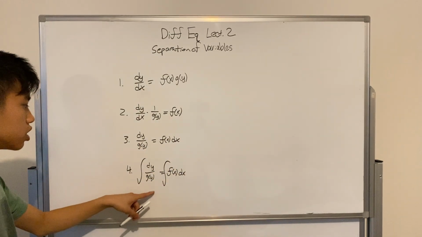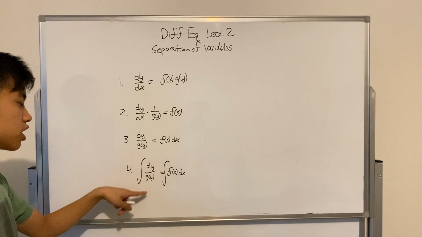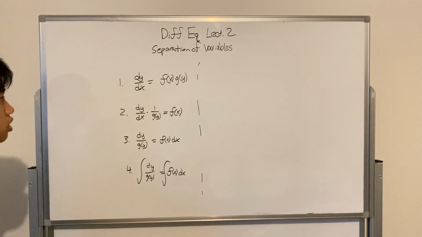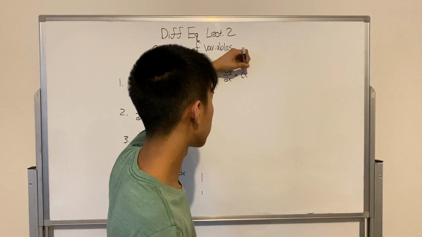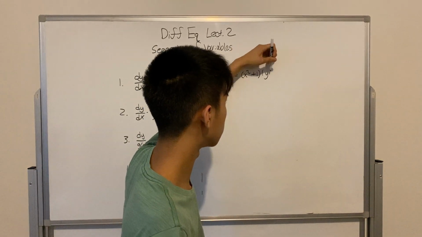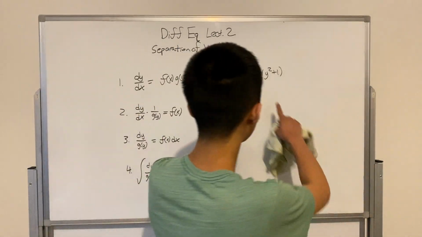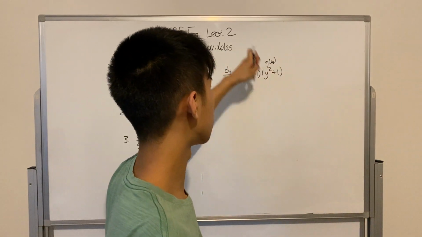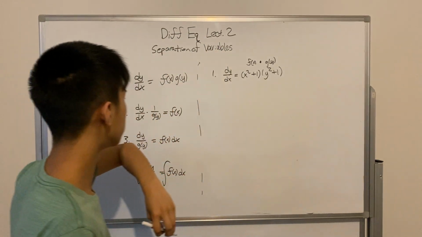And then from here you can solve for y using some algebra, but since this is just showing you the method, I can't really go much farther since we don't know what f of x and g of y are. So let me give an example. Let's say we have dy over dx equals x squared plus 1 times y squared plus 1. It's separable because this is our f of x, this is our g of y. So it's the product of f of x and g of y. So this is our step 1.